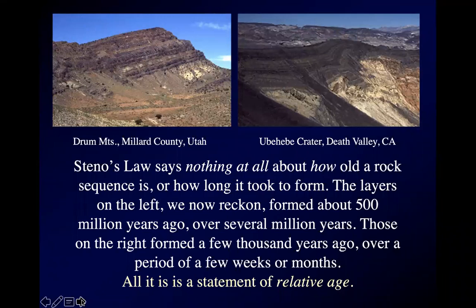On the right, you can see some rock layers on the rim of an extinct volcano called Ubehebe Crater in Death Valley National Park, which I have also visited. Those layers formed a few thousand years ago. There would have been Native Americans around to see it at the time if they were dumb enough to get that close. And we estimate they only might have taken a few weeks to form. They're both layered, and Steno's law still applies, and it doesn't matter what the age is or the length of time. This is only a statement of relative age. The rocks on the bottom of that stack on the side of the Drum Mountains are older than the layers at the top. By itself, that's all we can tell.